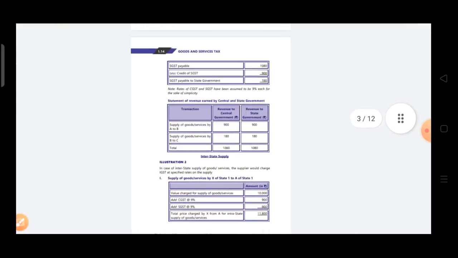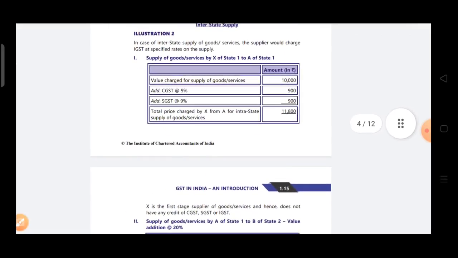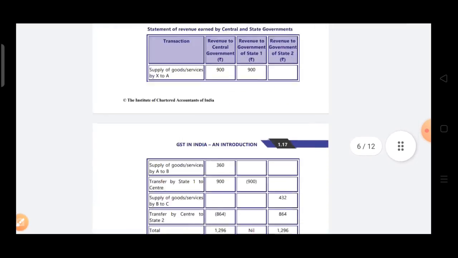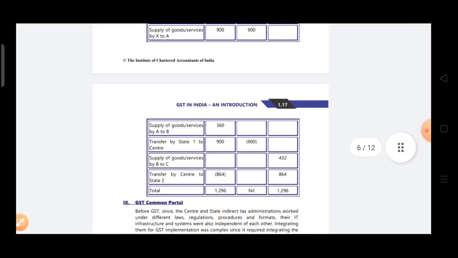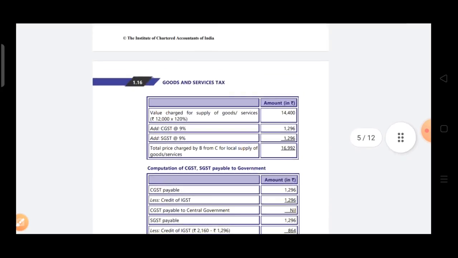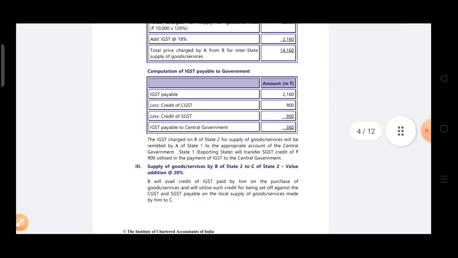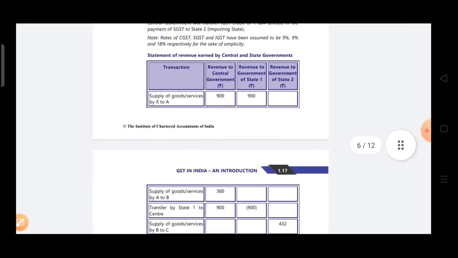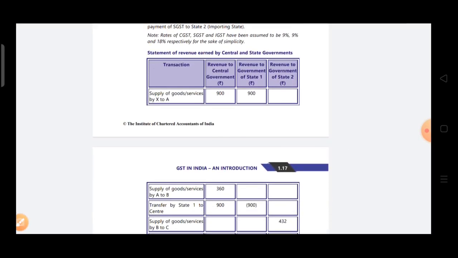Sorry, illustration 2, first scenario is CGST SGST amount 900. That is the 900 payable. Statement of revenue. See, the second was supply of goods or services by A to B. In the second scenario, net amount payable was 360. See, IGST payable to government was 360 because we utilized 1800 credit. So net IGST payable was 360. So 360 is the revenue of central government. So 360 will be written under this column, central government.